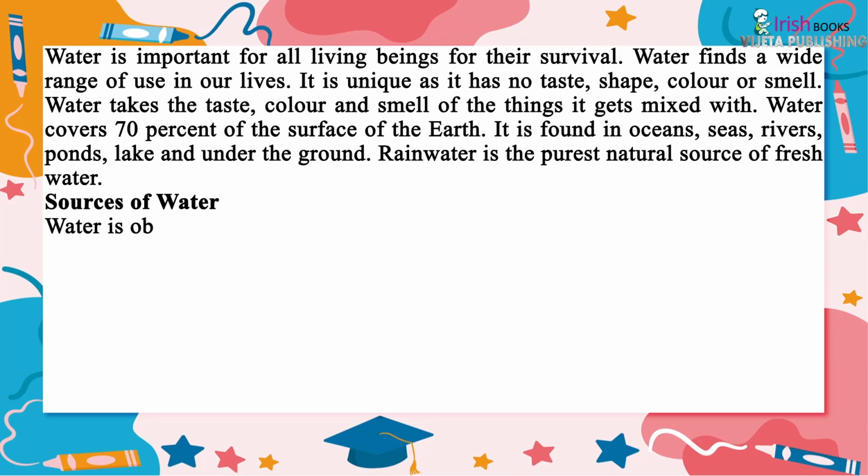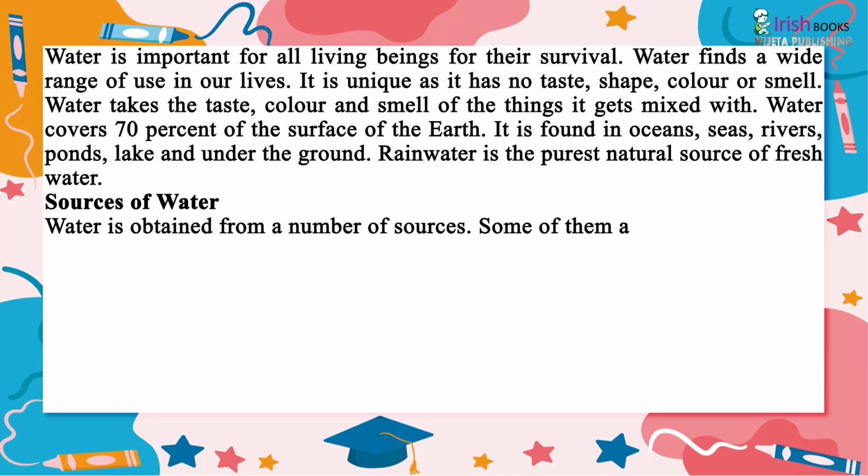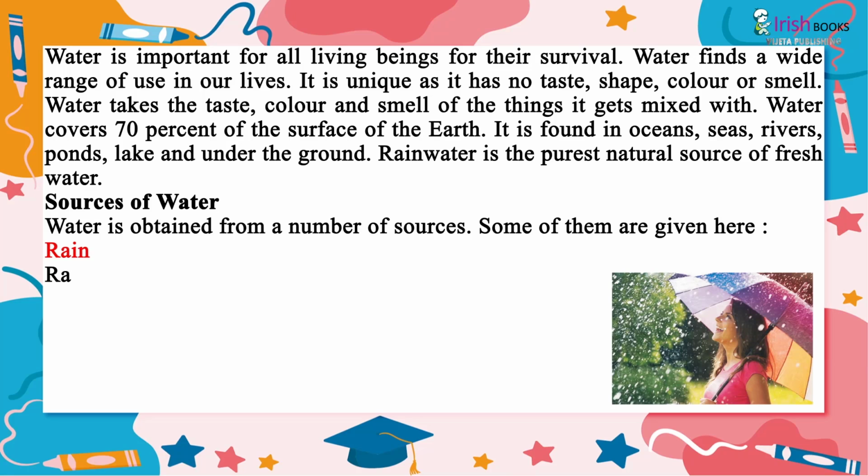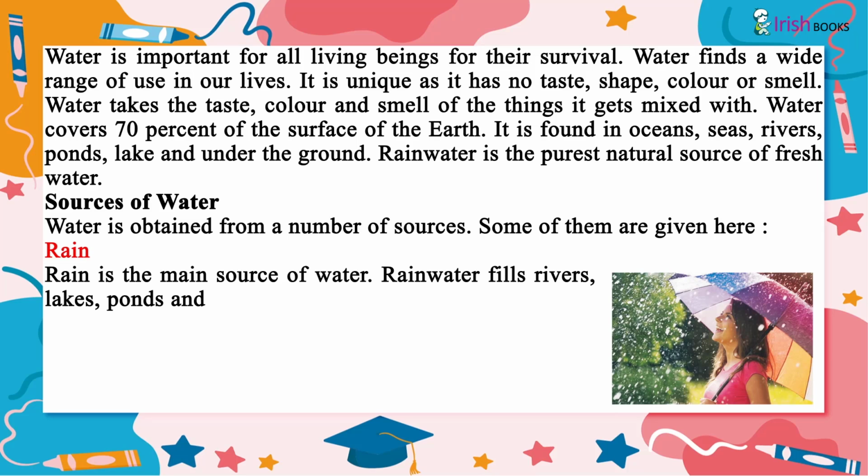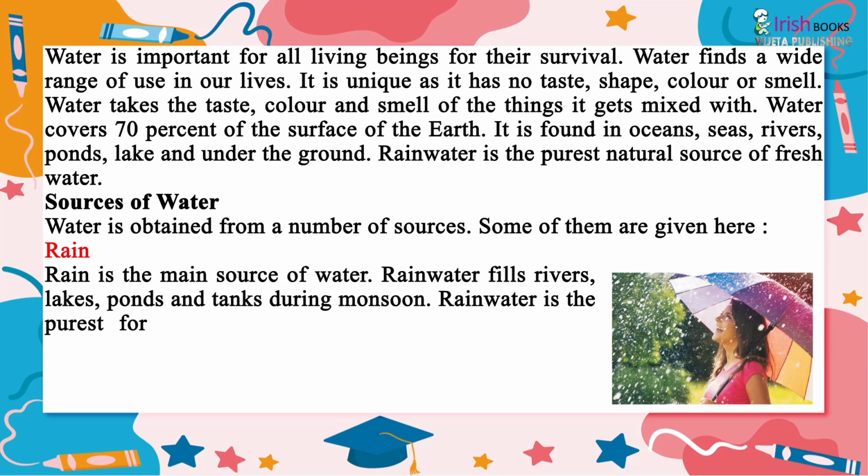Rainwater is the purest natural source of fresh water. Sources of water. Water is obtained from a number of sources. Some of them are given here. Rain. Rain is the main source of water. Rainwater fills rivers, lakes, ponds, and tanks during monsoon.